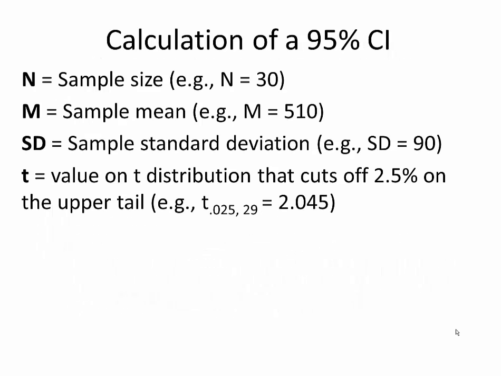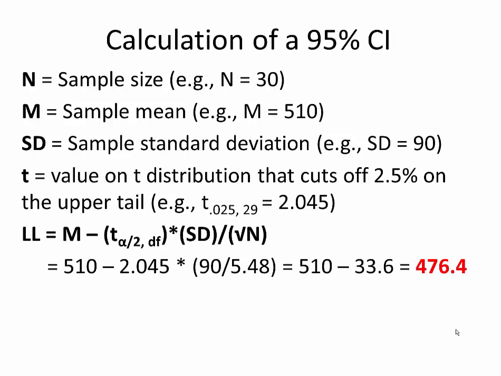The first step might be to summarize this information. N represents the sample size. In this example, N is 30. The sample mean in this case is 510. The standard deviation is 90. And the t-value will be used to identify the cutoff points. For example, if we want a 95% confidence interval, we'll choose a t-value that cuts off 95% in the middle of the distribution and only 2.5% on each end of the distribution.